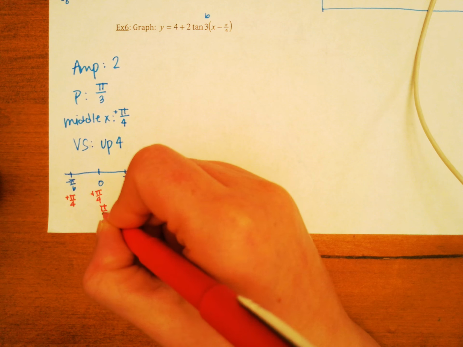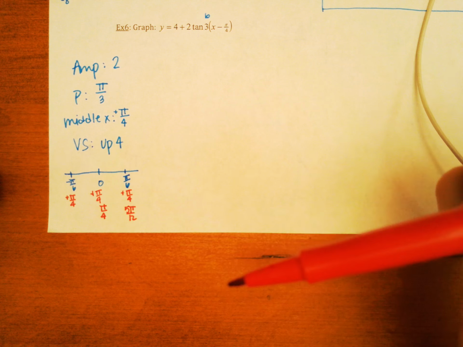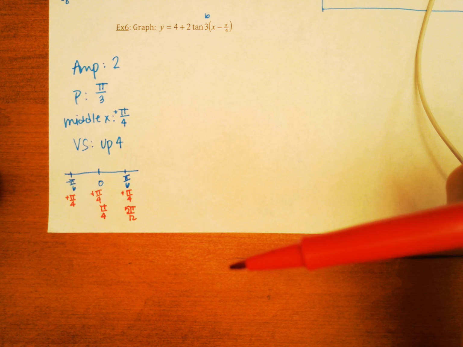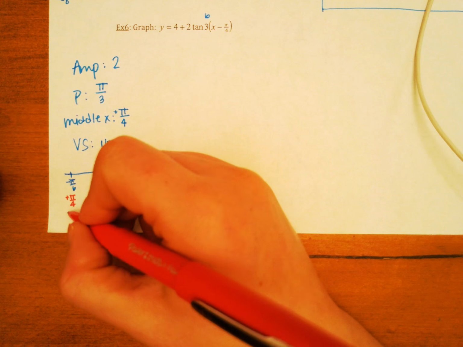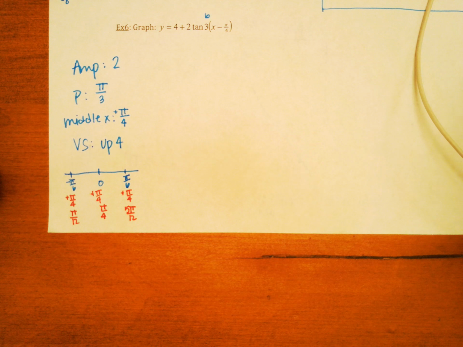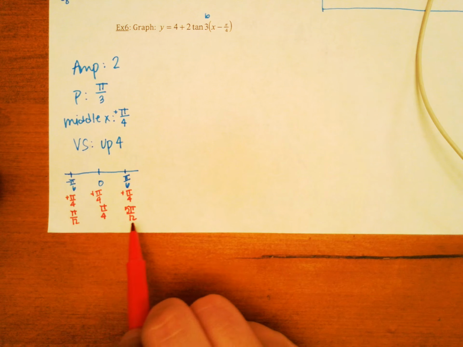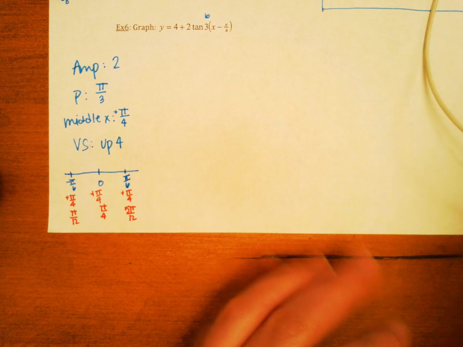You'd get pi over 4 in the middle here. Negative pi over 6 plus pi over 4 is negative 2 pi over 12 plus 3 pi over 12, which is going to be positive pi over 12. Someone double check that in your calculator, make sure I'm not making too many mistakes, but I think that's right without actually writing it all down. These should be our first, third, and fifth critical values on my x-axis.